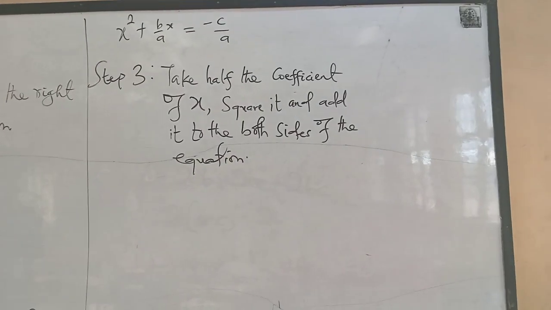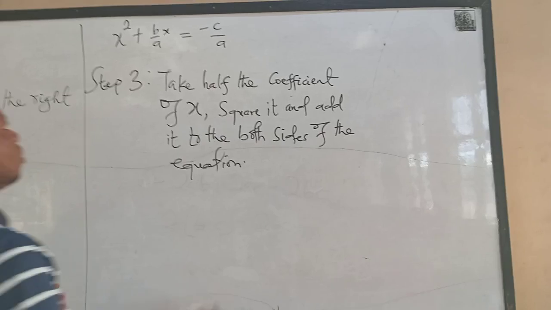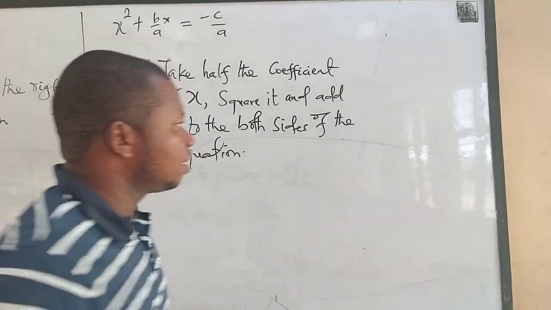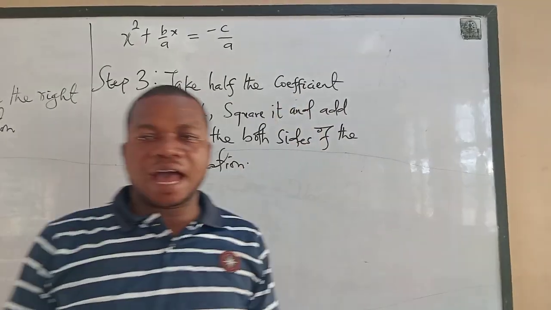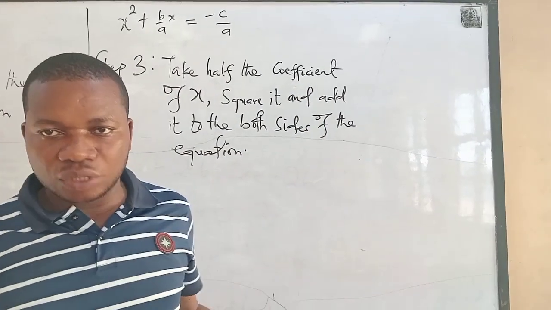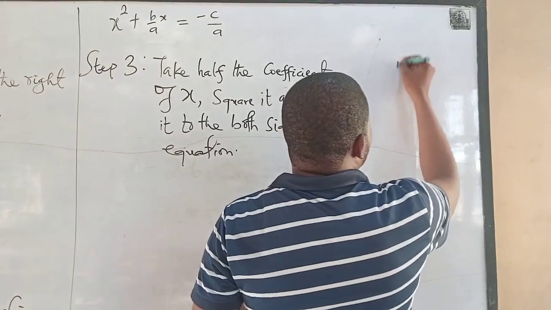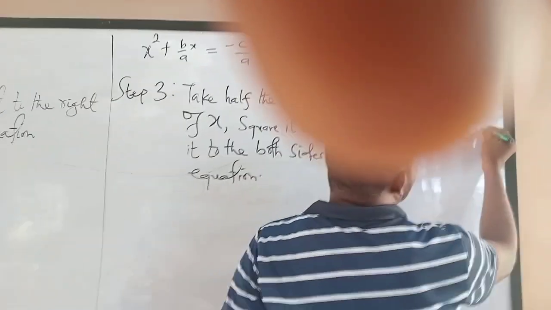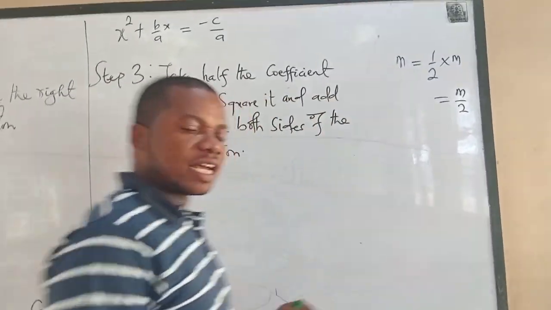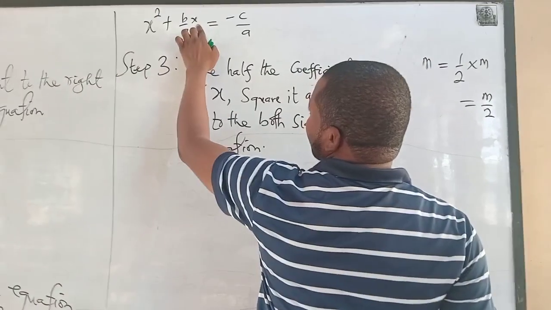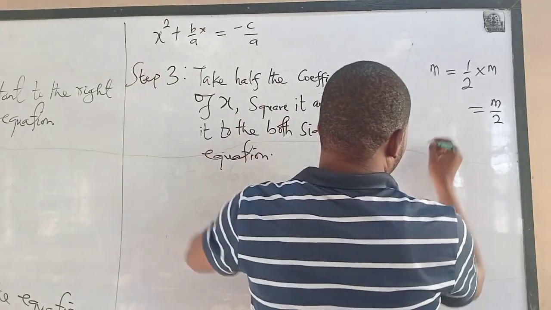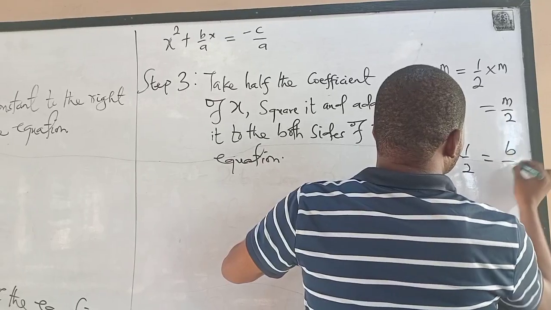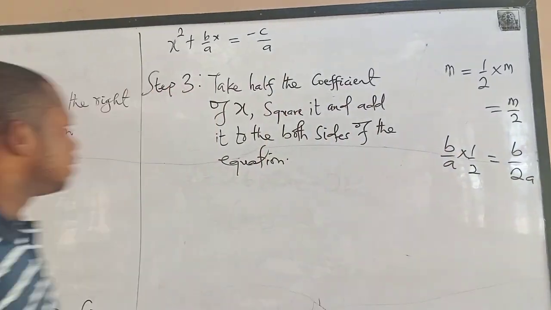Now, the coefficient of x is just b over a. When we say take half of something, it means you should multiply that thing by half or divide it by 2. If I'm to take half of m, it means 1 over 2 times m, which gives m over 2. So if I take half the coefficient of x, which is b over a times half, that gives me b over 2a.